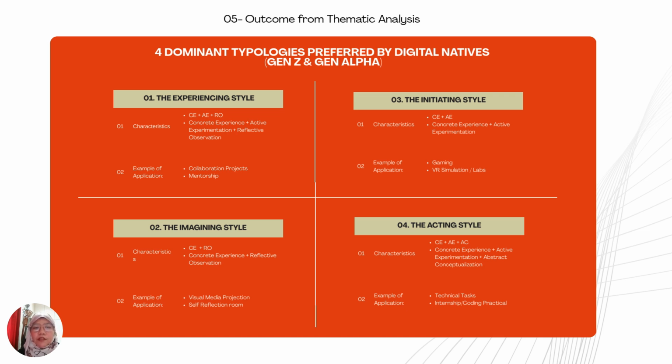From the two generations I focused on, I have found that the dominant typologies preferred by these digital natives are four: the experiencing style, the imagining style, the initiating style, and the acting style. We will go through them one by one and focus on their characteristics and examples of application in the architectural or social sense.